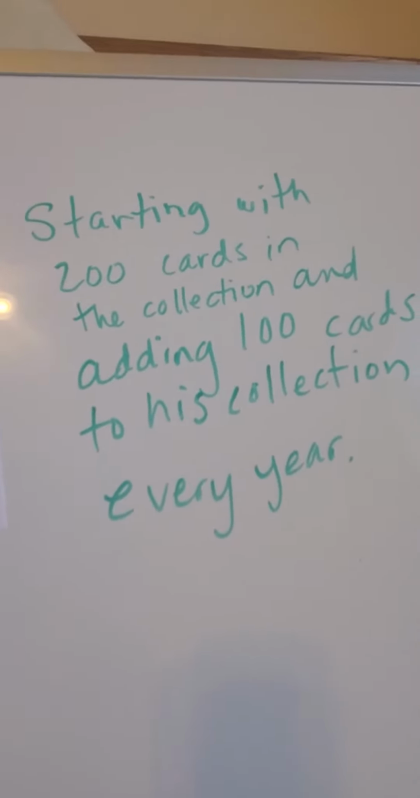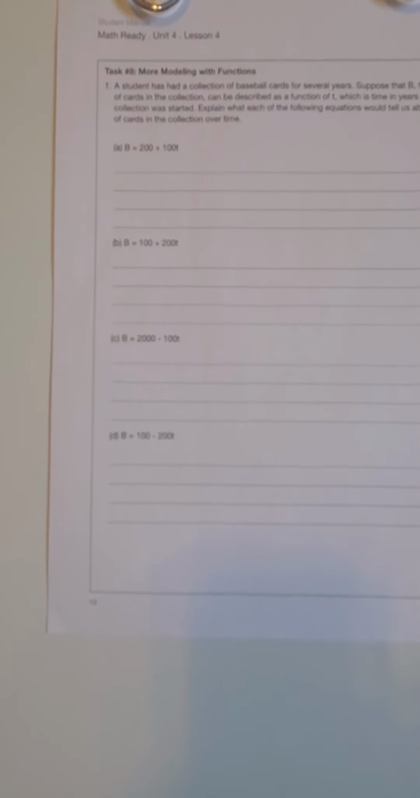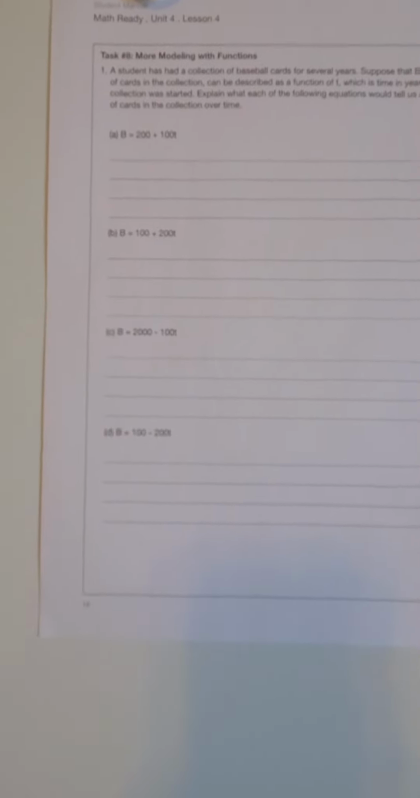So let's just talk verbally out loud. B says B equals 100 plus 200T. So that would mean that I'm starting with 100 cards, and I'm adding 200 every year. So that's what you're going to write. C, starting with 2,000 cards and getting rid of 100 every year. Maybe he's selling them, maybe he's giving them away. And then D, starting with 100 cards and getting rid of 200 every year.